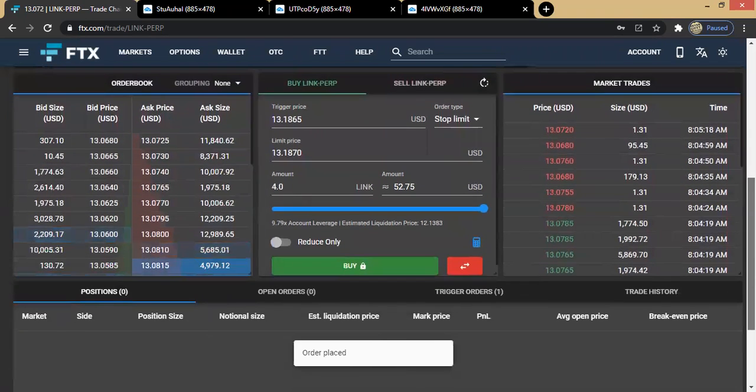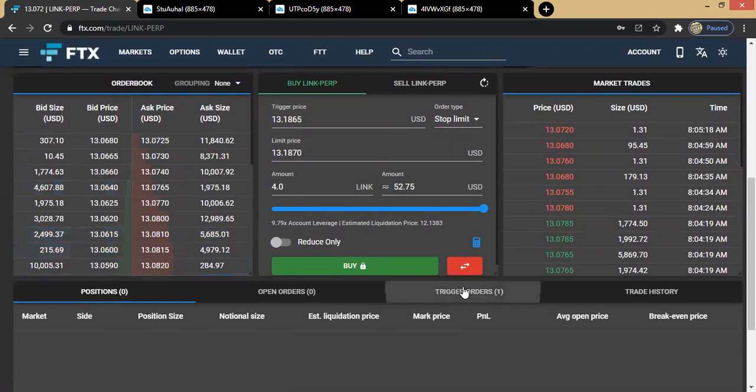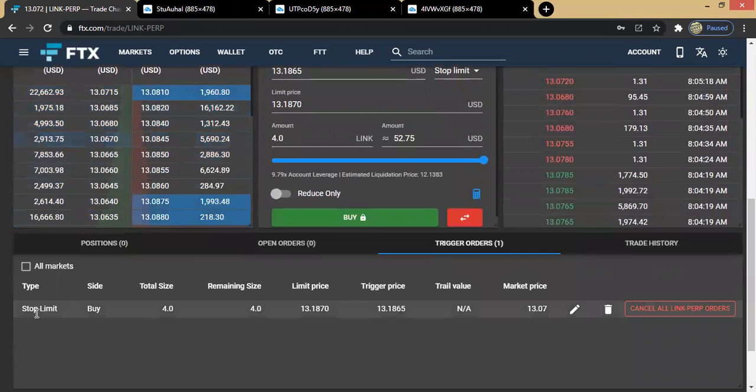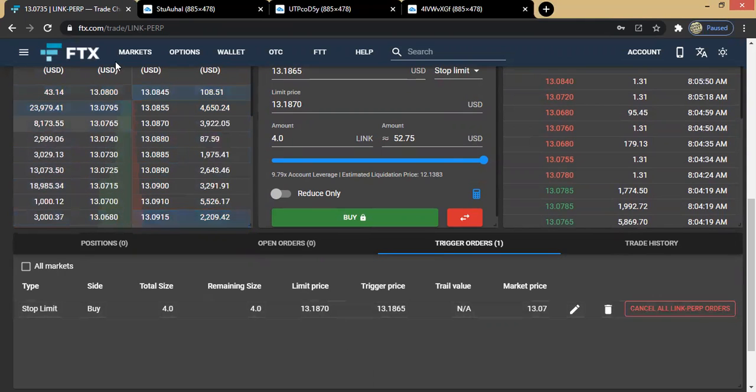If you come to this trigger order now, you will see the trigger orders that I have. I have a stop limit here. What it means is that this is the trigger price: if price eventually gets to 13.1865, my limit price will be triggered. As it stands now, none of this order is in the order book. Once it gets to 13.1865, this very limit price will be placed in the order book.